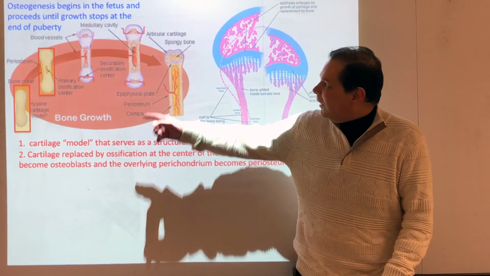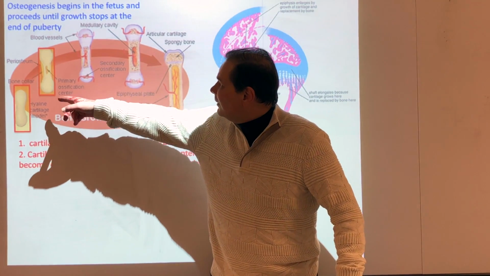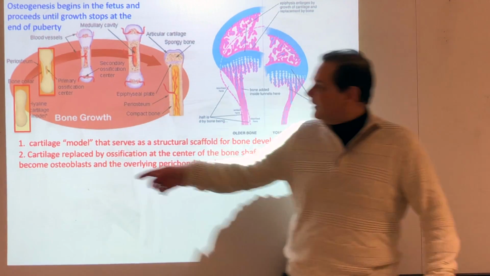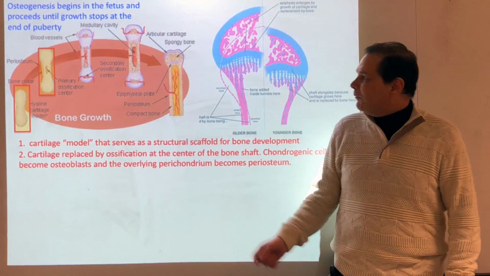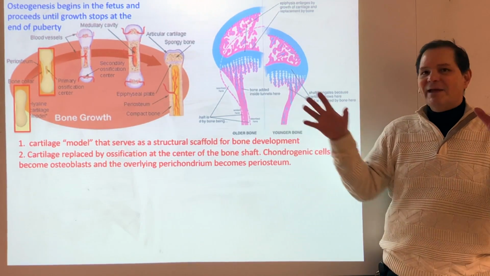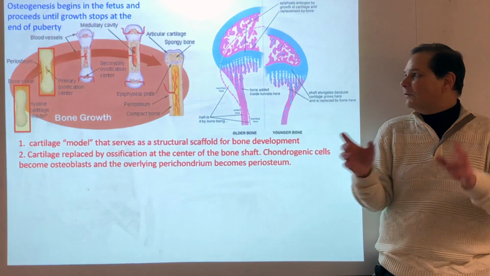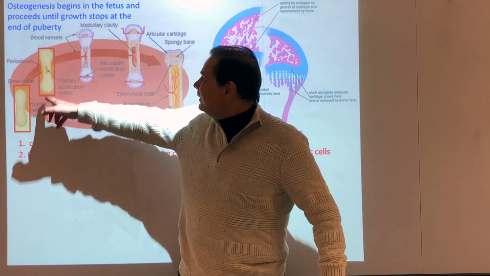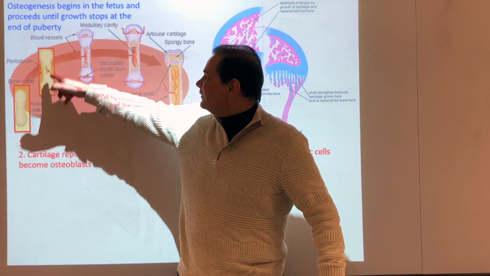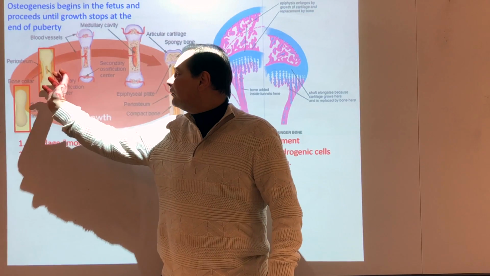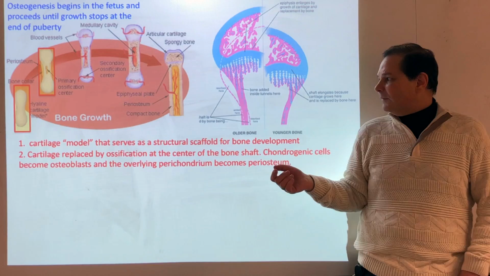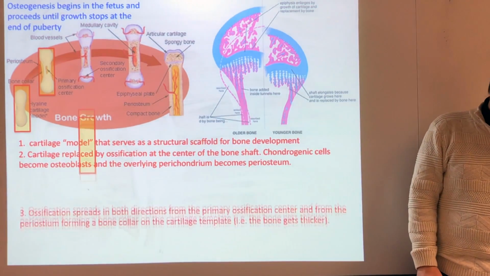And also the periosteum forms from the perichondrium that surrounds this hyaline cartilage model. When you vascularize that, it becomes periosteum, and you also start to lay down bone on the outside. And so you're growing both this way from your primary ossification center in the center of the bone. You're also growing at the surface, and you're making a collar around that through the periosteum. Okay.